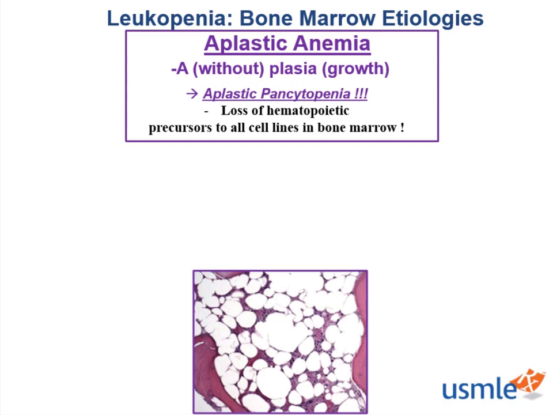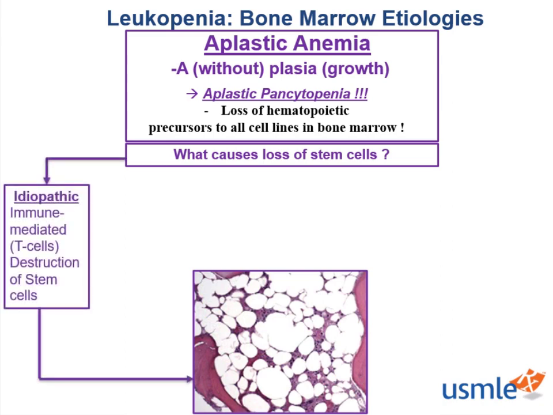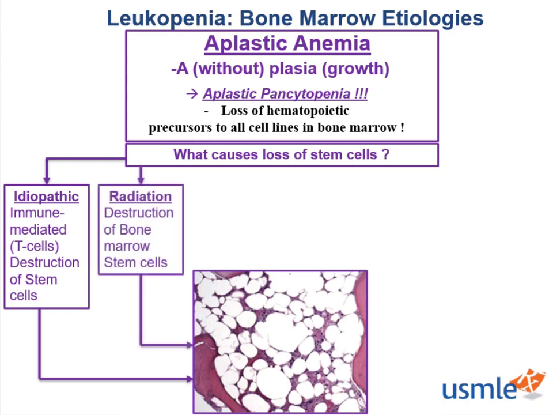Causes can then be remembered by asking, what causes a loss of stem cells in the bone marrow? The cause can be idiopathic or unknown. However, research has shown an immune-mediated T-cell destruction of stem cells, further supported by the fact that patients respond to immunosuppressives such as cyclosporin and anti-thymocyte globulin, both of which decrease T-cell activity. Radiation has also been shown to lead to destruction of bone marrow stem cells.